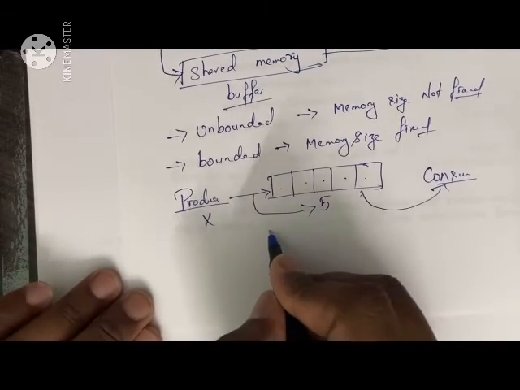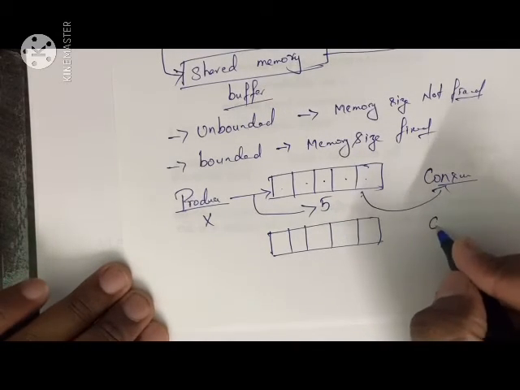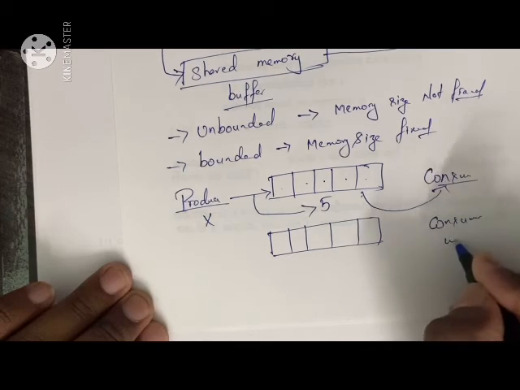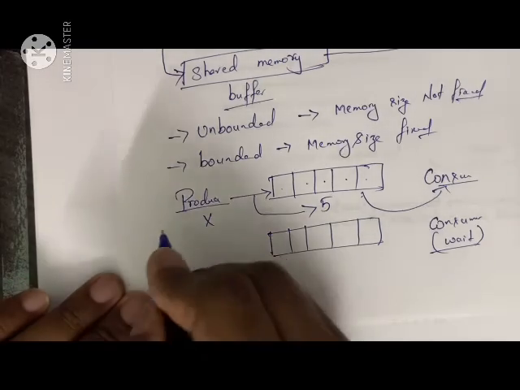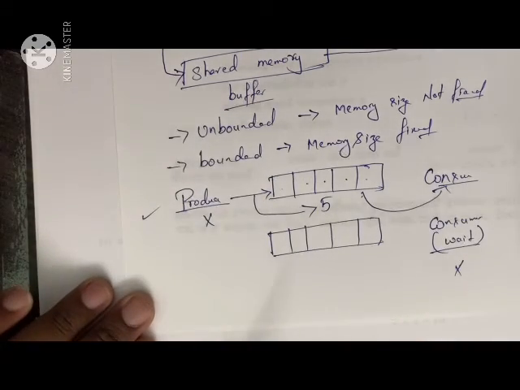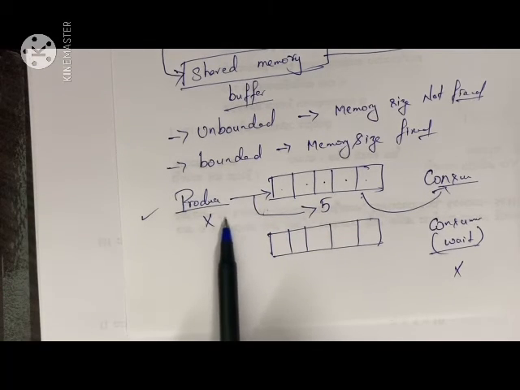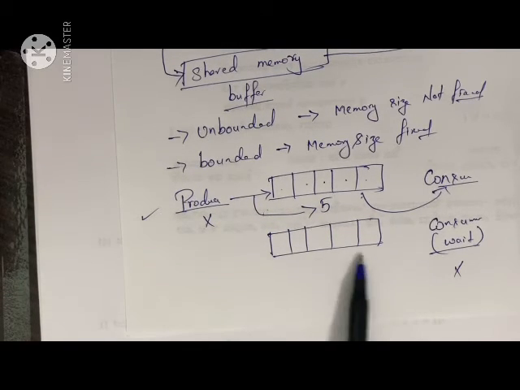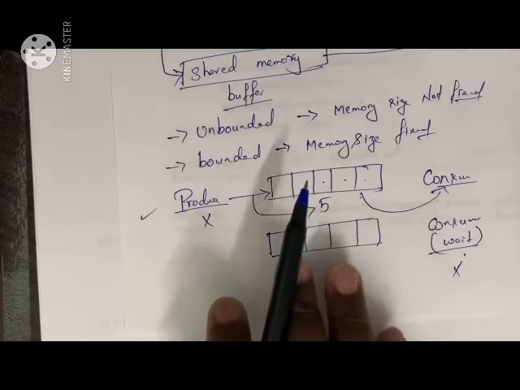Now if the buffer is empty, there is no element in the buffer, then the consumer will be waiting. So the consumer will wait when the memory is empty, and the producer will be waiting once the memory is full, when all the memory locations have been filled. When there is no element in the memory, the consumer will be waiting. Okay, so to solve this problem we have a simple algorithm or method.